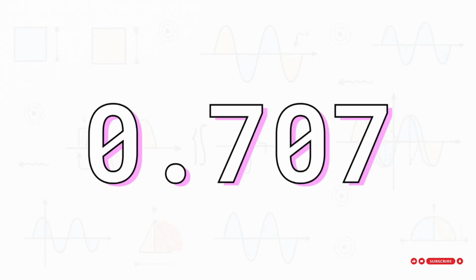And just like with the average value, calculating RMS for a symmetrical sine wave comes down to a super simple constant. Through the math of squaring the wave, finding the mean, and taking the square root, we end up with 1 over the square root of 2, which gives us 0.707. So to find the RMS value, you just take your maximum value and multiply it by 0.707. Once again, everything ties right back to that peak anchor. I_RMS equals 0.707 times I_m.